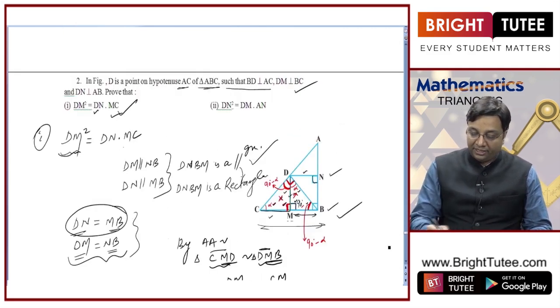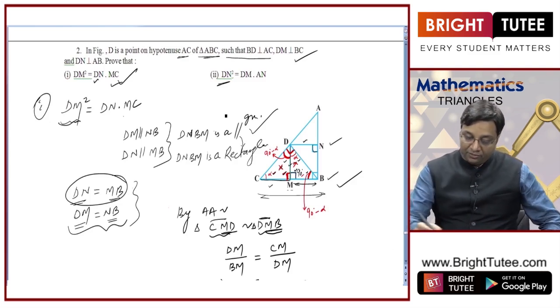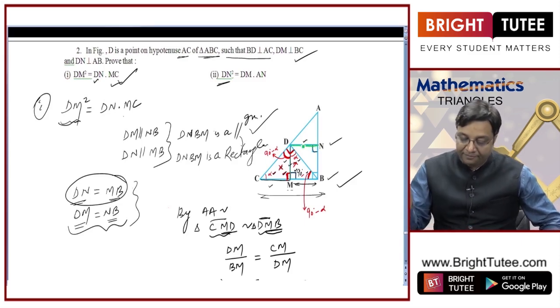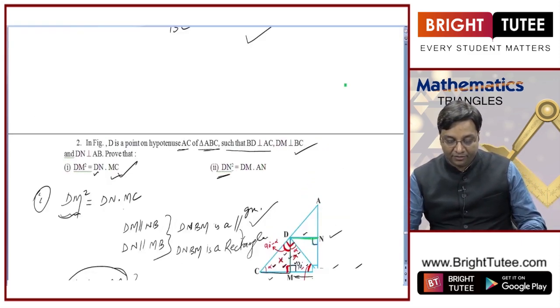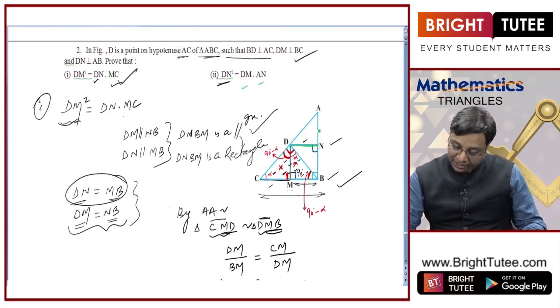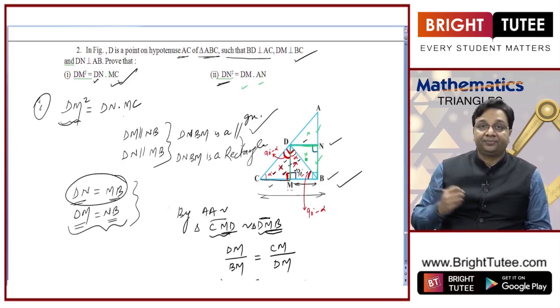Now let us look at the second part. DN square is equal to DM into AN. So now square of this side, that is DN, I require on the right hand side DM and AN. So AN is present here and DM. So this is DM, but NB is also equal to DM. So I require this side. So I will be using these two triangles.